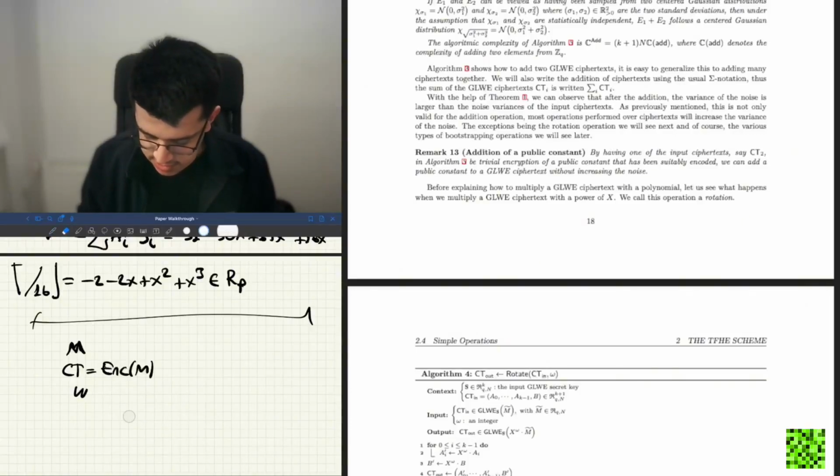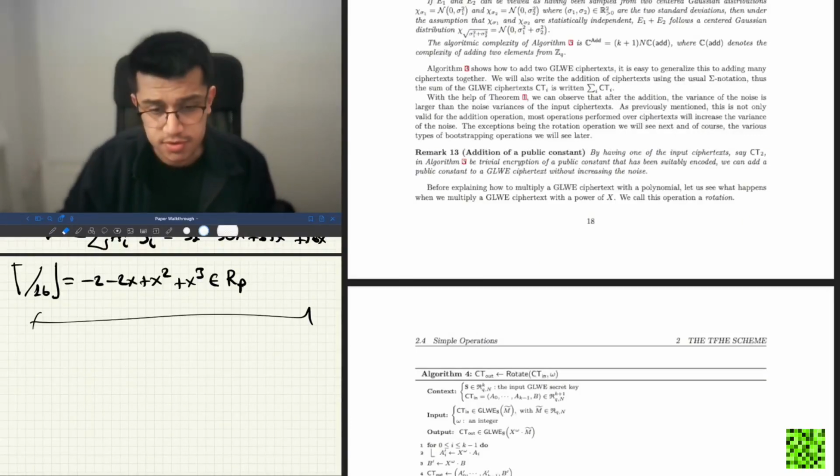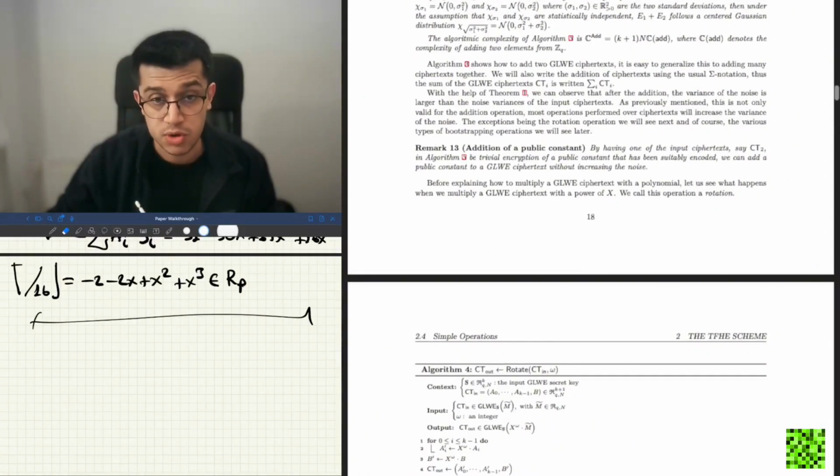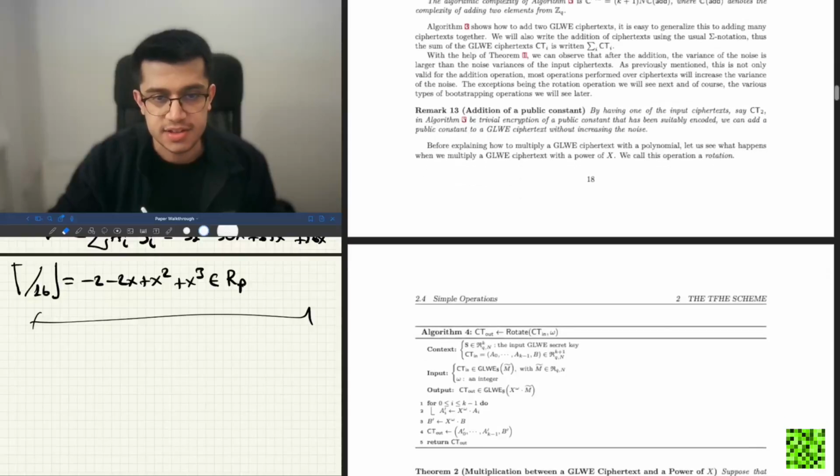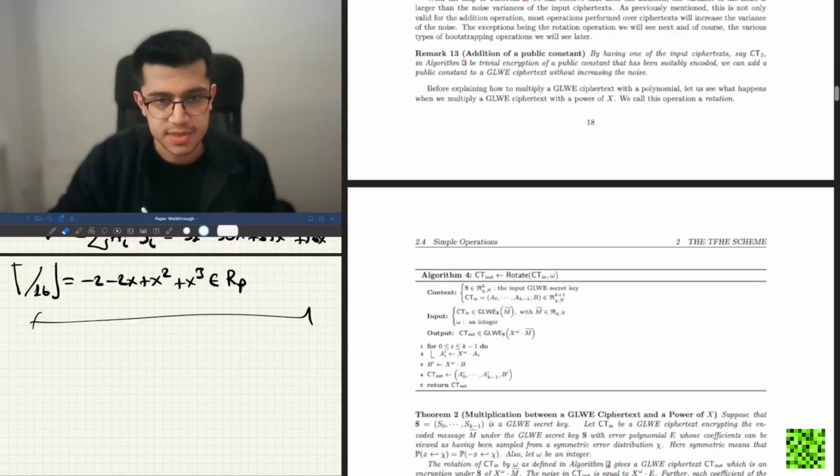So let's see how it works. It should be quite simple. We have another for loop, obviously, as we have more than one entry within our ciphertexts. And we simply multiply the x to the public integer by each entry. The theorem stays the same thing.